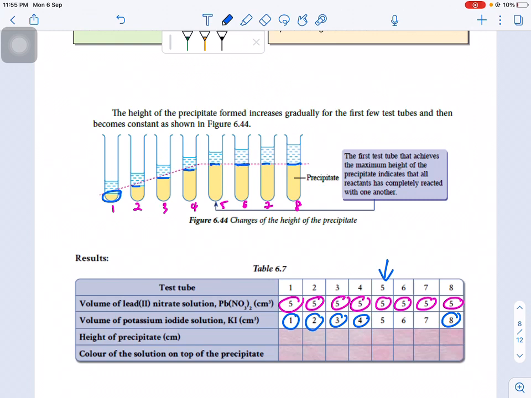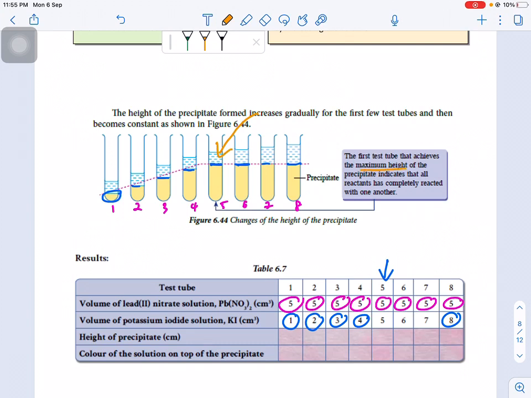Maksudnya apa? Kita ada lebihan daripada salah satu reaktan. Mana yang lebih? So kita dah tambah dah potassium iodide. Okay, tapi lead nitrate tu fix. So yang lebih adalah yang bertambah tu lah. So apa yang lebih? Yang lebih adalah potassium iodide. So macam mana kita nak tahu ionic equation? Ionic equation kita kena tengok the first test tube. Test tube mula-mula sebelum dia mula jadi constant, dia punya ketinggian. So which test tube? Test tube yang ni lah kan.